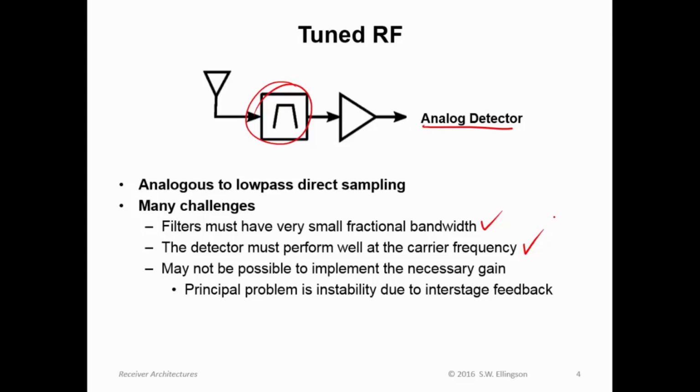See, most detectors, like AM detectors and FM detectors that are analog, work much better at lower frequencies. Furthermore, it may not be possible to implement the necessary gain, and this is because of instability due to interstage feedback. See, if I have a long string of amplifiers, it's difficult to keep the RF from feeding back through the power supply, so this is a recipe for instability. So having that 50 to 110 dB of gain or so, all at the same frequency, turns out to be a challenge.